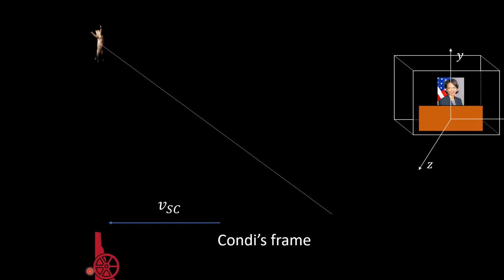So which of these reference frames is the correct one, if that's even a sensible question to ask? Like, is Condi really the one who's moving and the cannon is at rest? Or is Condoleezza at rest and the cannon is moving with respect to Condoleezza? You can look at it either way. The idea is that there's really no absolute reference frame. I mean, where is this cannon anyway? I just made it up.